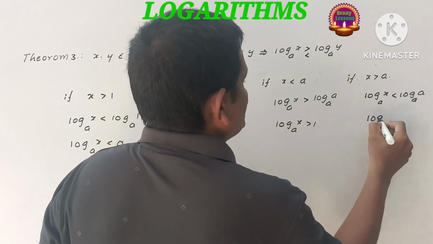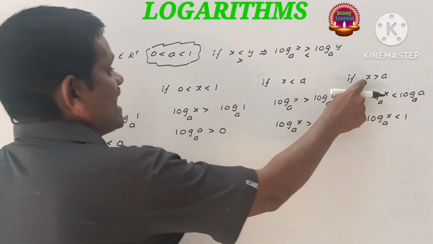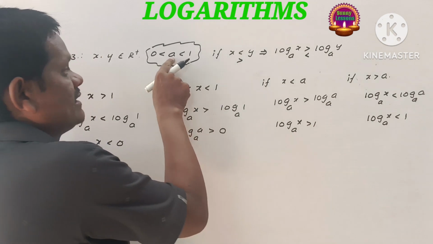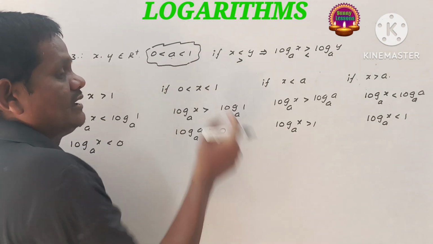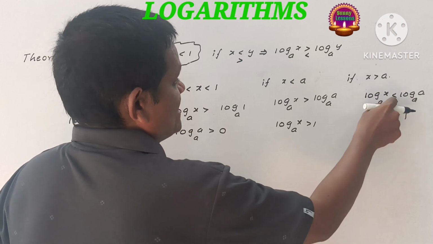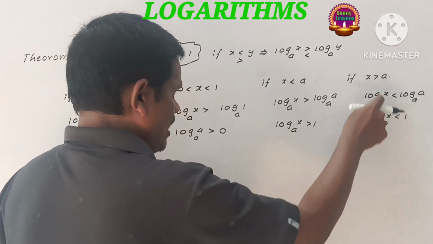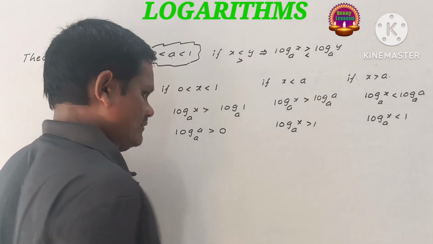So log x base a is less than 1. Yes, if x is greater than a, where a lies between 0 and 1, then the inequality will change. Log x base a is less than log a base a. Log a base a value is 1, so log x base a is less than 1.